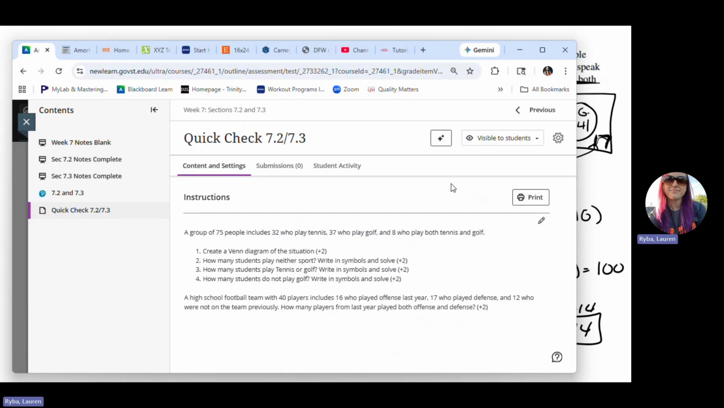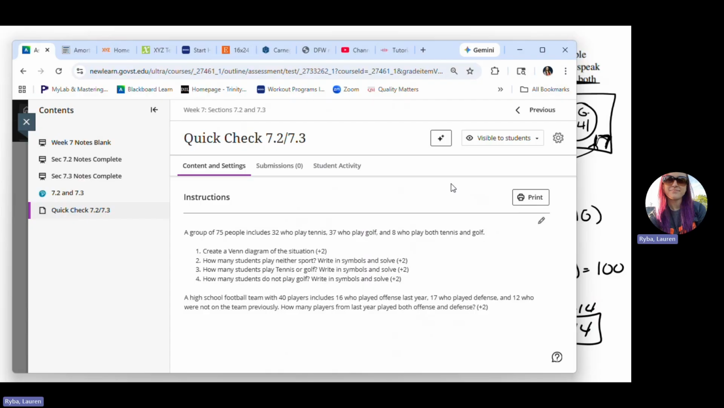And for each of those 3, I want you to write it in symbols based off of what letter you give something. So if you're making golf G, tennis T, and I say, what's the number of tennis only? NT. So I want you to write that in symbols and also solve. So when it says how many students play neither sport, write it in symbols and then solve it. So I want to see number of whatever it is equals. So it's 1 point for each. How many play tennis or golf? How many do not play golf?